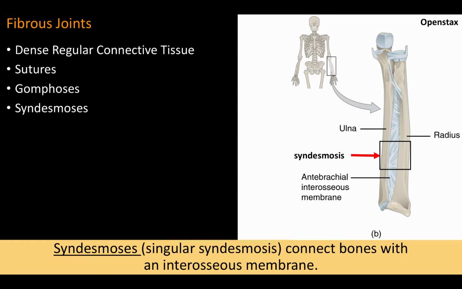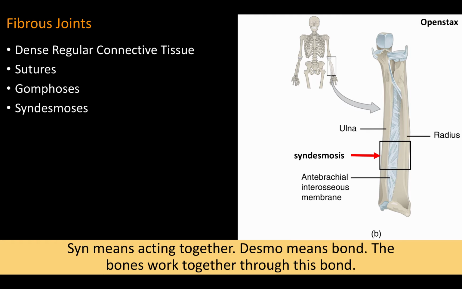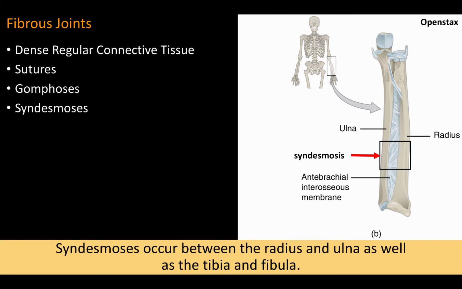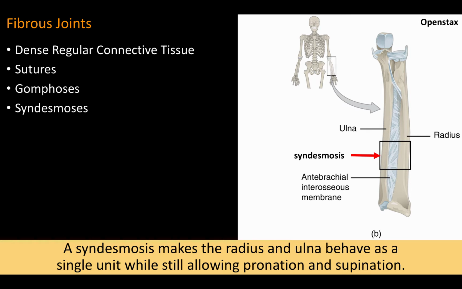Syndesmoses, singular syndesmosis, connect bones with an interosseous membrane. Syn means acting together. Desmo means bond. The bones work together through this bond. Syndesmoses occur between the radius and ulna, as well as the tibia and fibula. A syndesmosis makes the radius and ulna behave as a single unit, while still allowing pronation and supination.